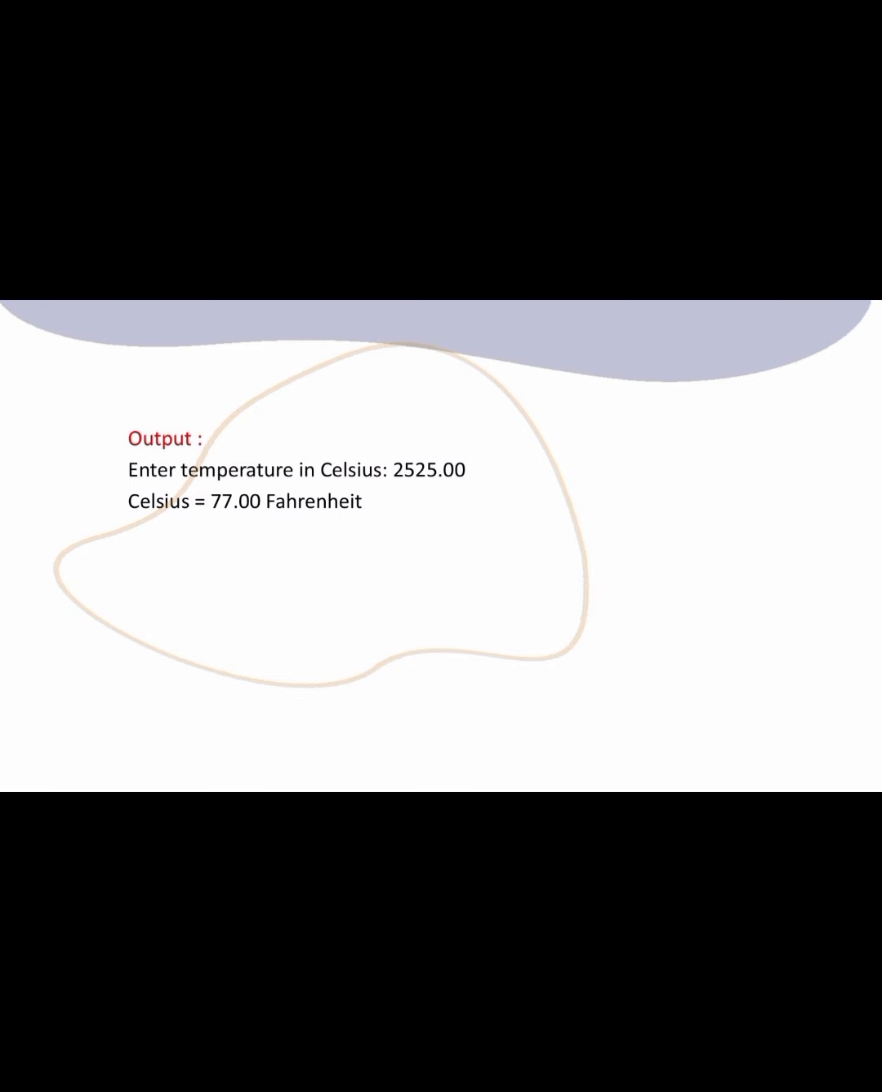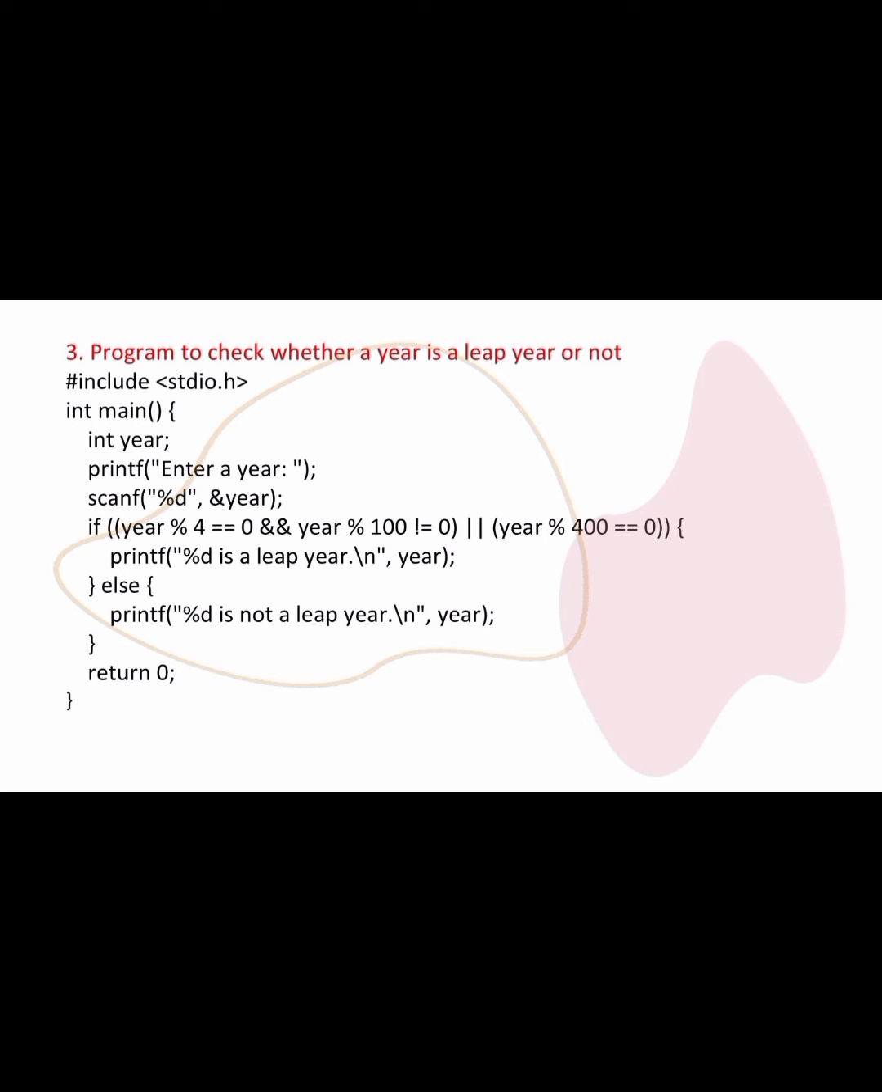The next program is to check whether the year is a leap year or not. Include stdio.h. This includes the standard input or output library which provides the functions. Main function: int main. This is the main function where program execution begins. Declare variable: int year. Declare an integer variable named year to store the year entered by the user. Prompt for input: printf displays a message on the console asking the user to enter a year. Reading input: scanf reads an integer value from the console and stores it in the year variable.